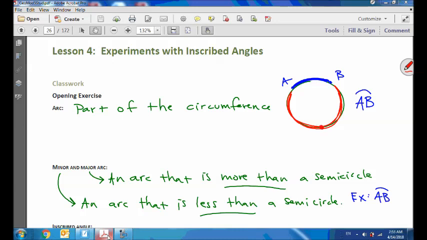I'll call this point right here point C, and so a major arc will be called, I'll start at A, and I will go through C, and then I'll end at B. So a major arc is always named using 3 letters: a starting point, a point that it goes through, and an ending point. It doesn't matter if it's clockwise or counterclockwise. I just need 3 points. It starts at A, goes through C, and stops at B. A minor arc is always named with 2 points.